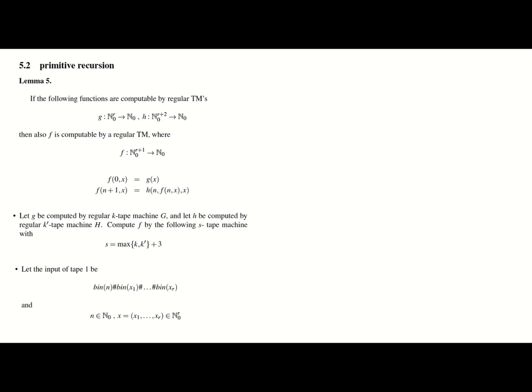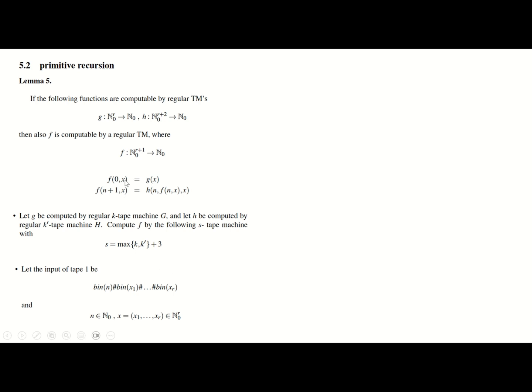Again, how many tapes do I need? First I have to establish the number of tapes that I'm using. Let's say this G, for the base case, is computed by a k-tape Turing machine, big G, and let's say H, which goes into this recursion here, can be computed by a k-prime-tape Turing machine, big H. So how many tapes would I need to compute F? I'm claiming that you take the maximum of k and k prime of machines G and H, and you need 3 more tapes. But I might as well take 100 more tapes here, it doesn't really matter, it's all theoretical. But let's say this is the minimum number, so 3 more tapes.